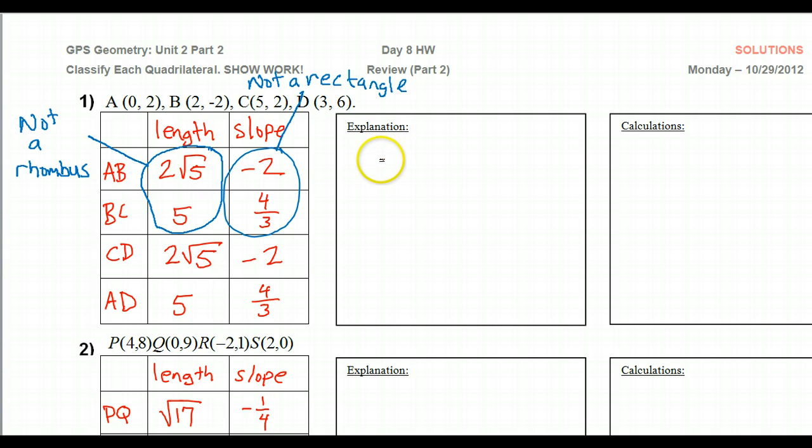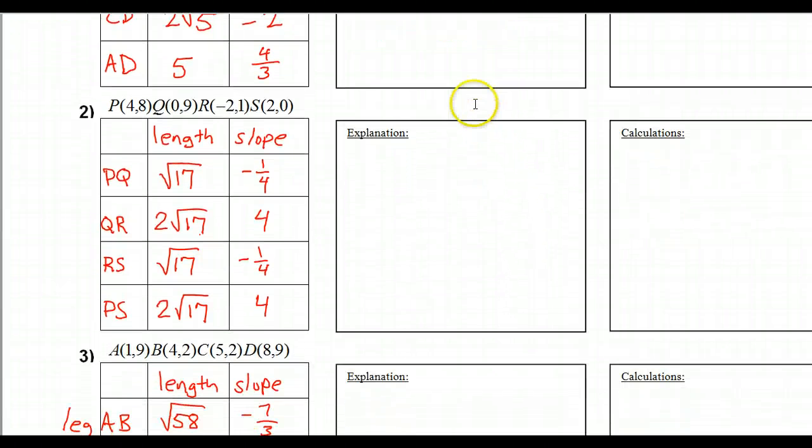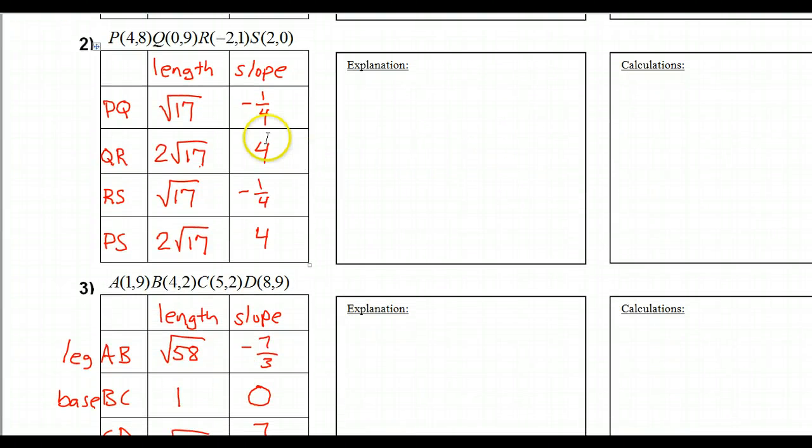Okay, and now it's time for the explanation. You can write, this is a parallelogram because both pairs of opposite sides are parallel. All right, let's move on to number two. Let's see, is this a parallelogram? Radical 17, 2 radical 17, 2 radical 17.